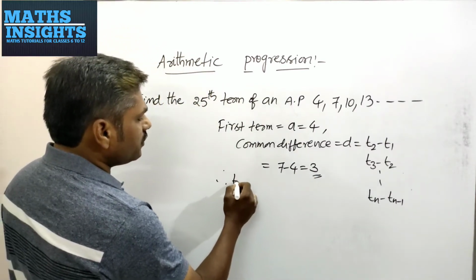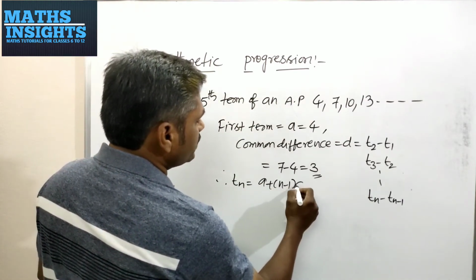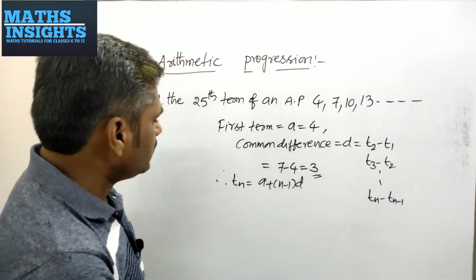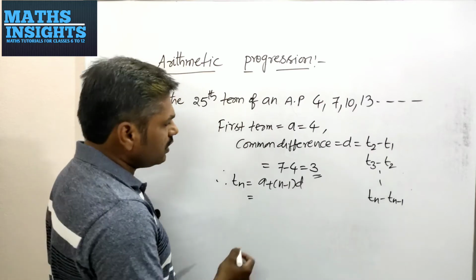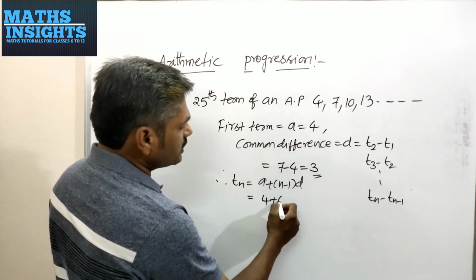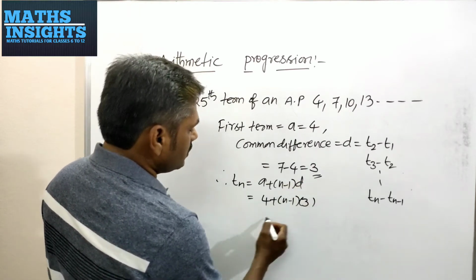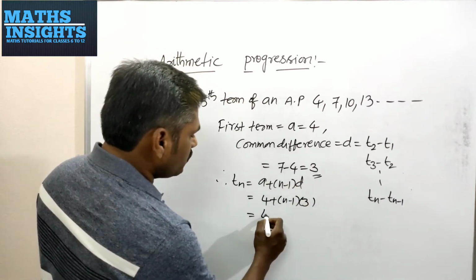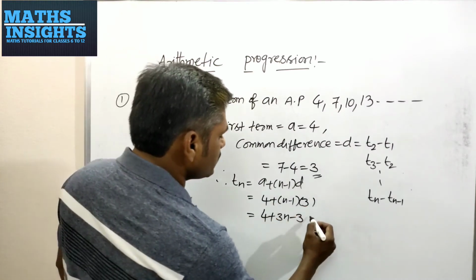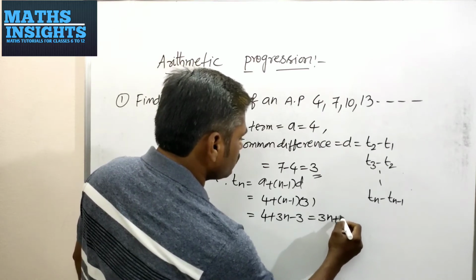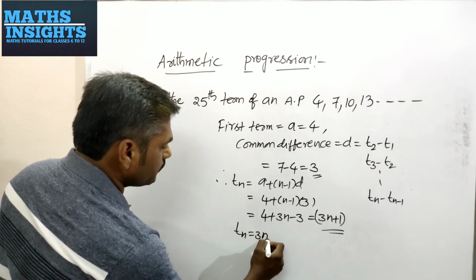You know the formula for nth term, tn is equal to a plus n minus 1 into d, just as we discussed. Substitute the values of a and d in this formula. a value will become 4 plus n minus 1 into d, and the d value is 3. On simplification you will get 4 plus 3n minus 3, that is equal to 3n plus 1. This is the formula for finding the nth term.